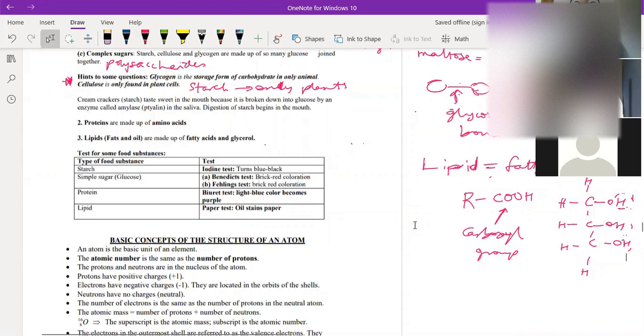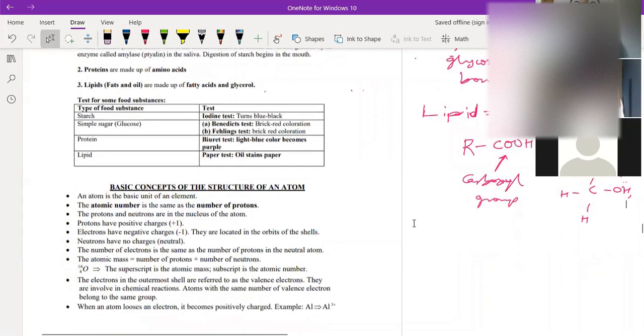And then how do you test for the food substances? Important to know that. Now, for starch, you can do the iodine test. When you add iodine to starch, it turns blue-black. The color becomes blue-black. If you see that, then you know you're dealing with starch.